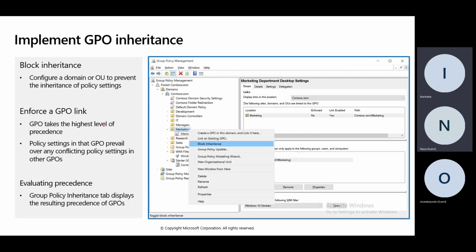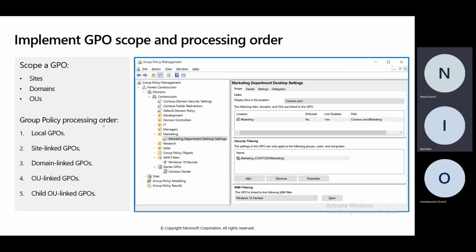Sorry, what's OU, sir? OU is organizational units. Have you forgotten? That's why I wrote this sign now. Organizational units: IT, managers, marketing, research, sales. These are the examples of organizational units. You get it.